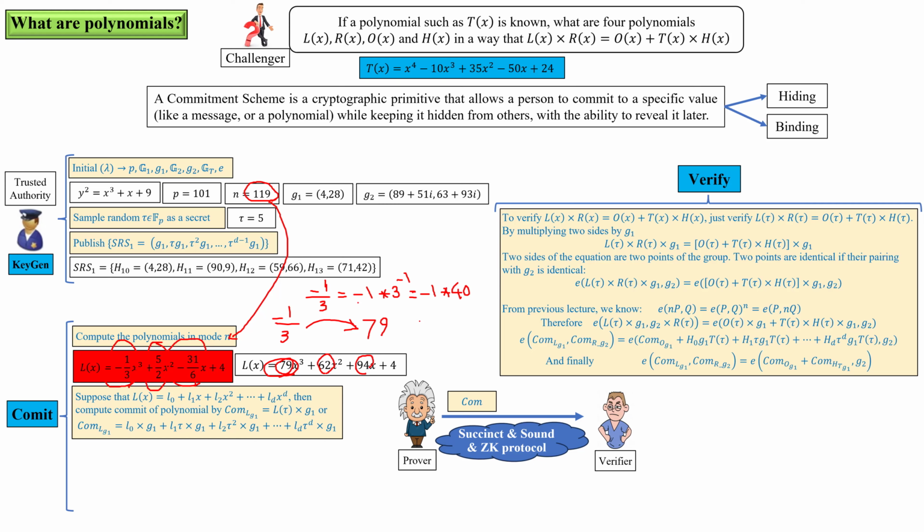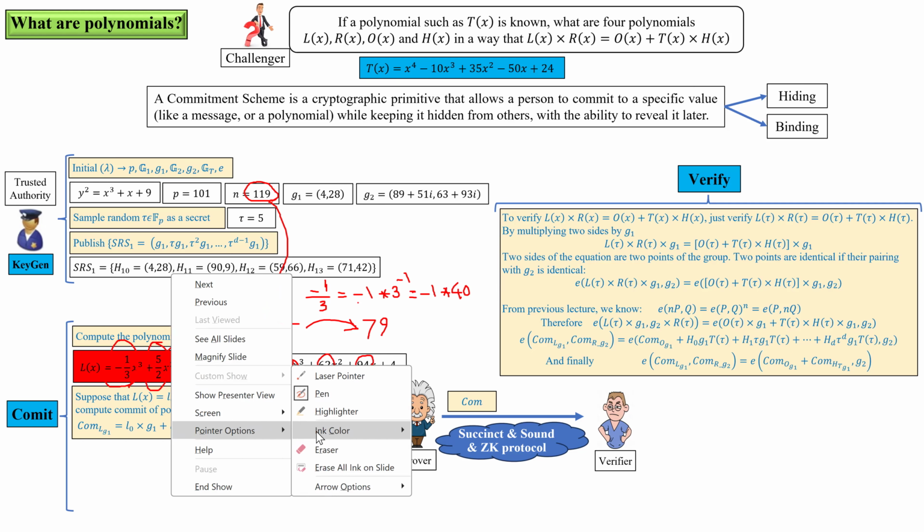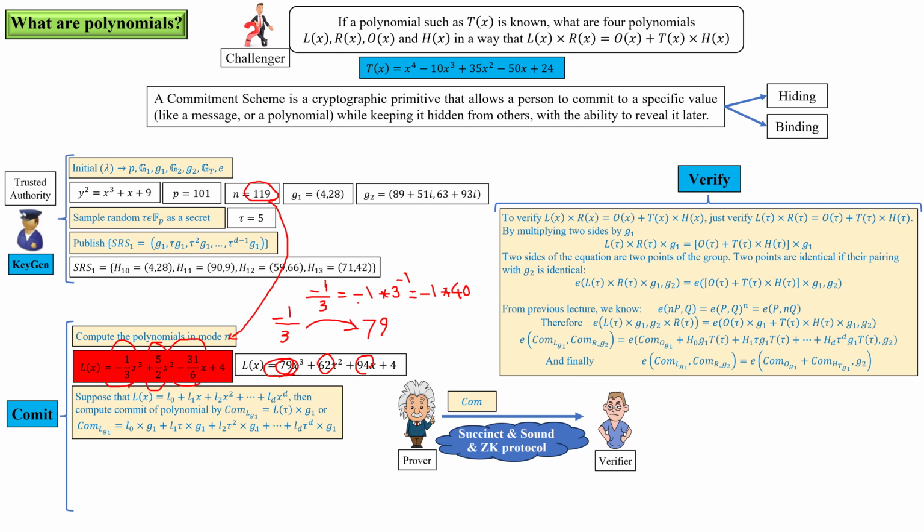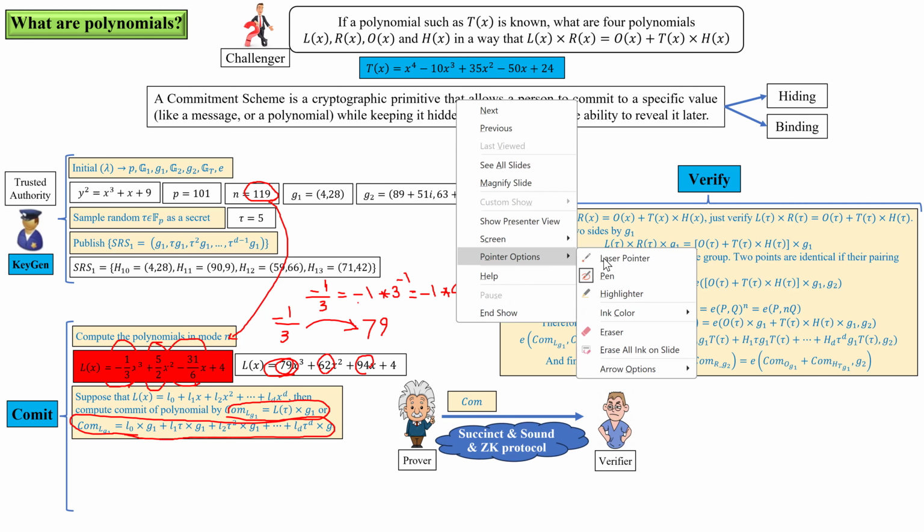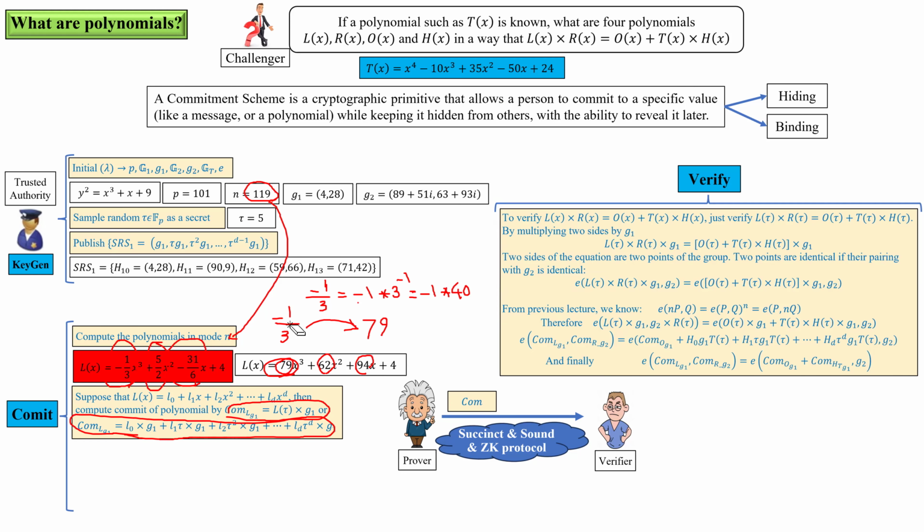So the formula to compute the commit says that the prover can compute the commit by two formulas. The first formula equals L of tau multiplied by G1, or the prover can use this other formula. By either of these two formulas, the value of the commit can be computed correctly.